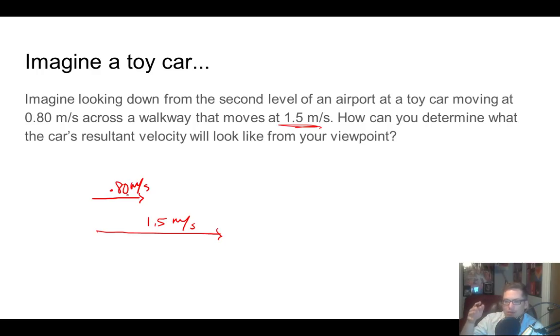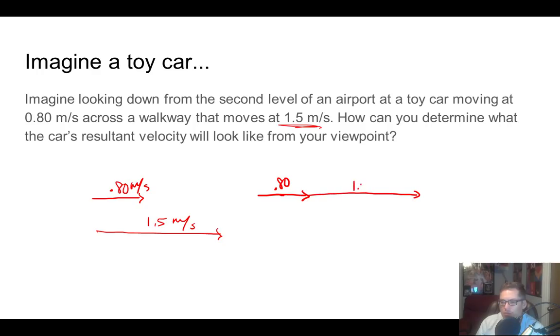Now we need to figure out what the resultant vector velocity looks like. Well, in order to do that, we're going to add our vectors together. So let's redraw them. We've got our 0.8. This is our 0.8 vector. And then we've got our 1.5 vector.